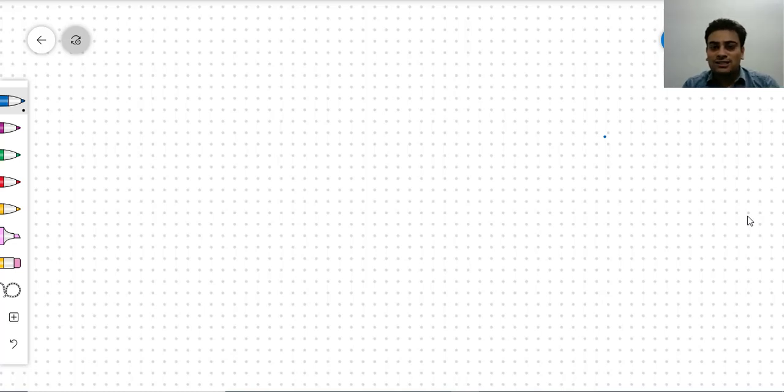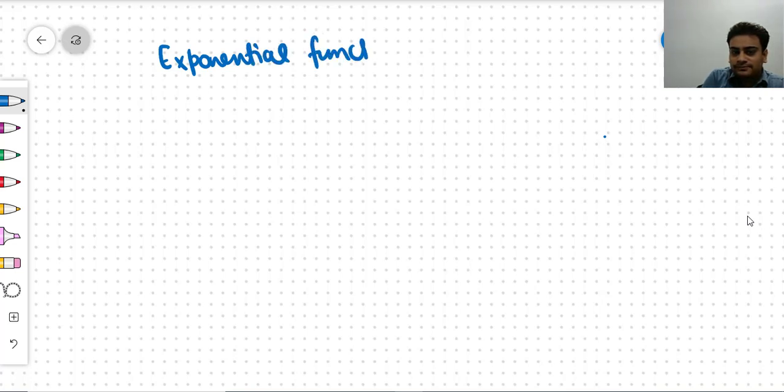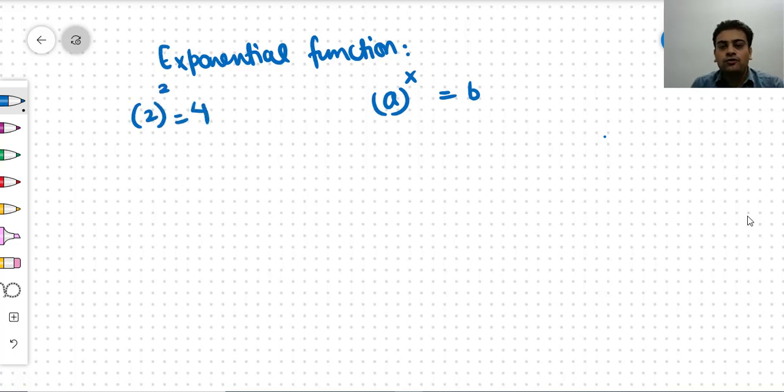First of all, I will explain in a very brief way what the log and anti-log functions are. Our exponential function is like this: a raised to the power x is equal to b. Let me take a numerical example: 2 raised to the power 2 is equal to 4.